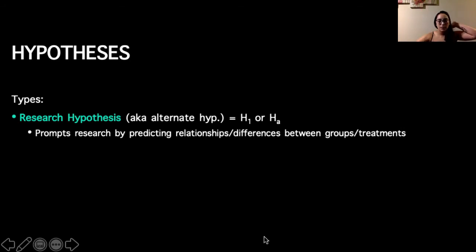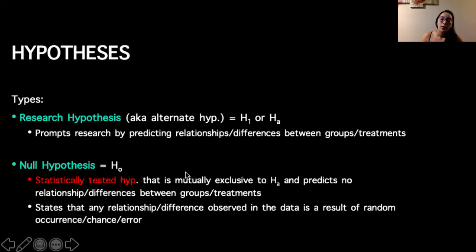Mutually exclusive to the research hypothesis is the null hypothesis, which we also call H sub 0 or the HO. That's what my other stats teacher called it. It was like ho or ha. That class was a lot of fun.